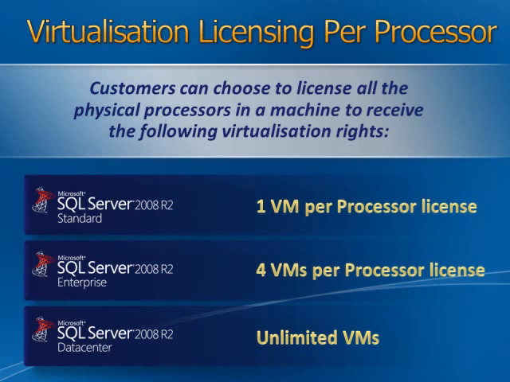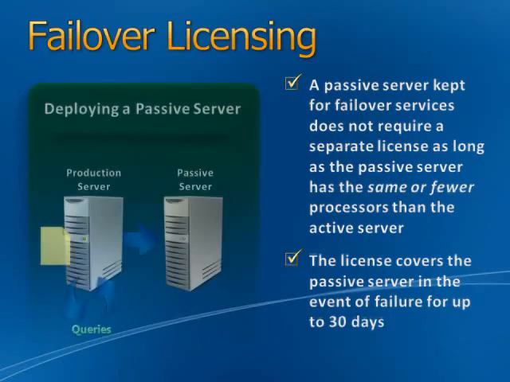If it was the Enterprise Edition and you're allowed 4 virtual machines per processor license, if your server again had 2 physical processors in it, you've bought 2 SQL Server Enterprise Edition processor licenses, you would in total be allowed to run SQL Server in 8 virtual machines. And with the Data Center Edition, that is an unlimited number of virtual machines. So again, you would cover all of your processors in that machine with Data Center processor licenses, and you are then allowed to run SQL Server in an unlimited number of virtual machines.